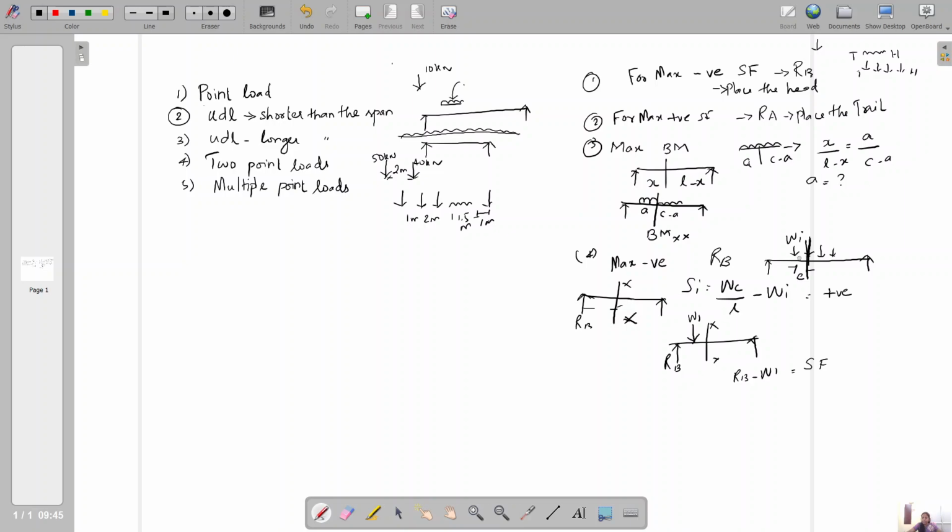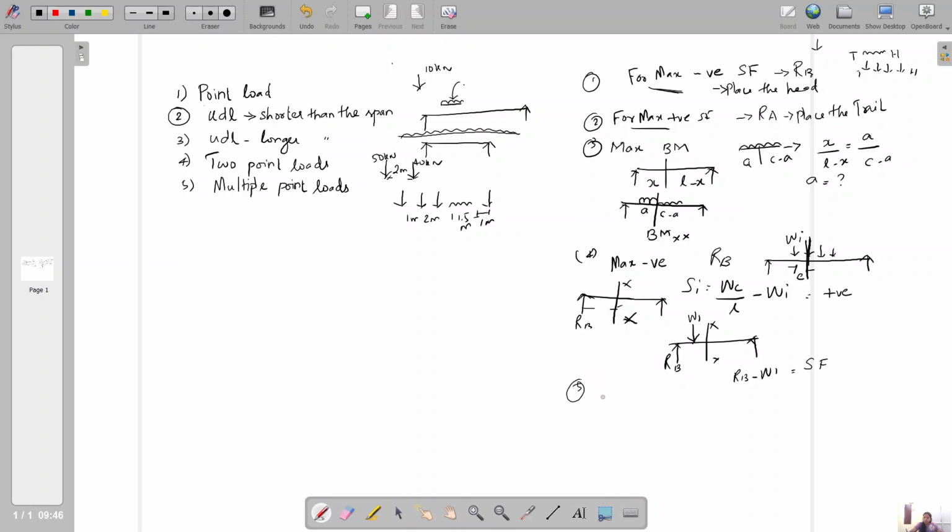We have to place the head or tail according to this criteria. If you want maximum negative shear force, place the head and move one load to the right side. In case of maximum positive shear force, place the tail and move one load to the left side. Okay, absolute maximum bending moment.